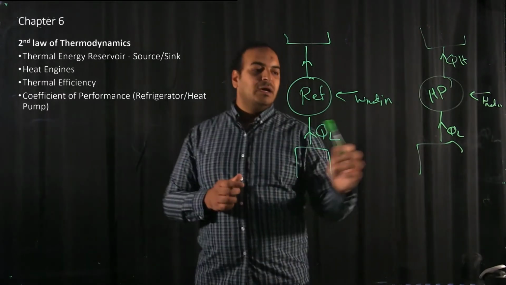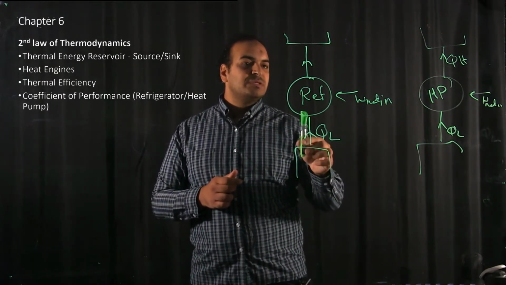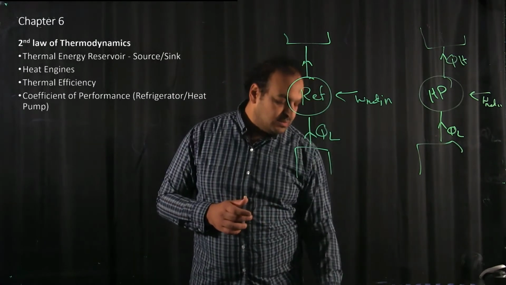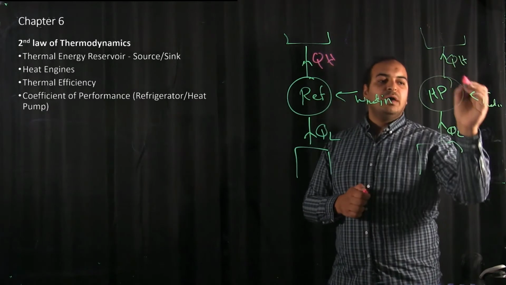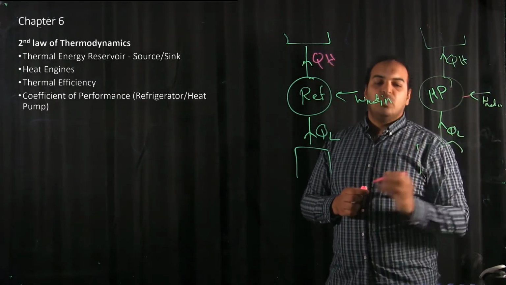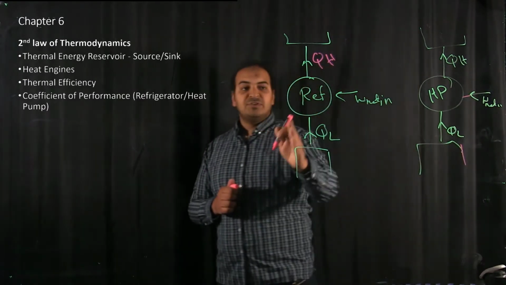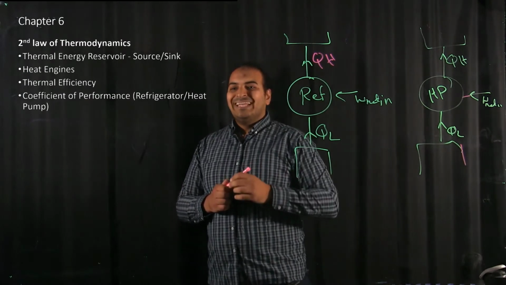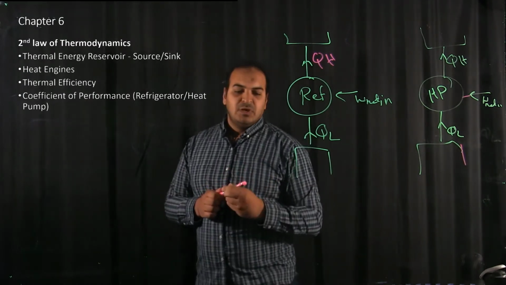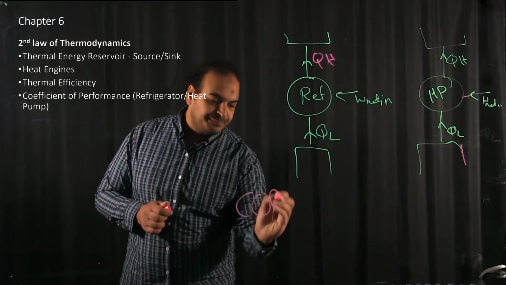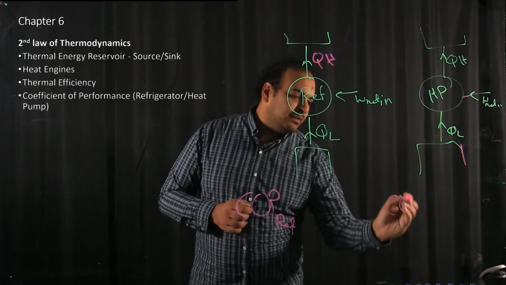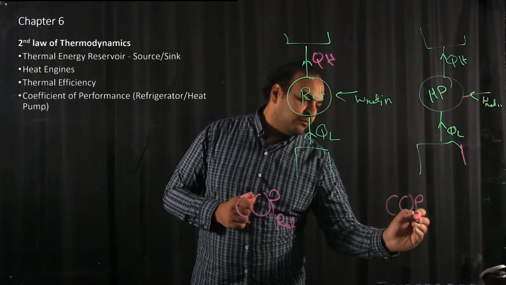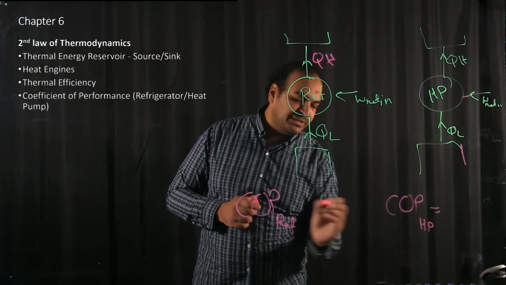So Q in and W net in are both inputs, and we have Q out. So this is Q out. Again, the same equation is valid: Q high equals W net in plus Q low for either a refrigerator or heat pump. However, the measurement of performance is different. So COP of a refrigerator, or of a heat pump, is different from a heat engine.